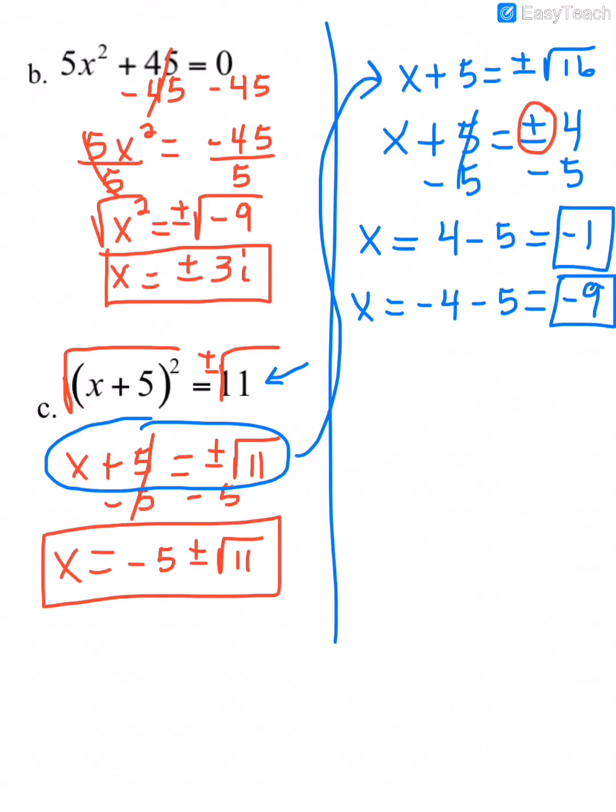Don't say your answer is plus or minus 1. Don't say your answer is plus or minus 9. You have to work it out, and that plus or minus is in front of the number 4. It's not in front of the 5. And make sure that you work it out two separate times with a positive 4 and a negative 4, or whatever the number may be.